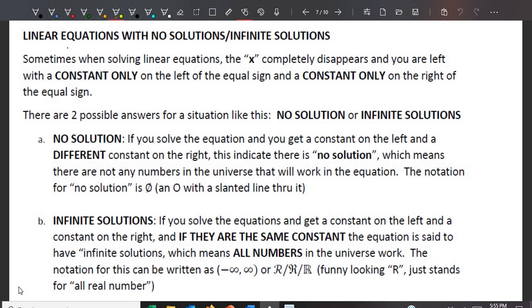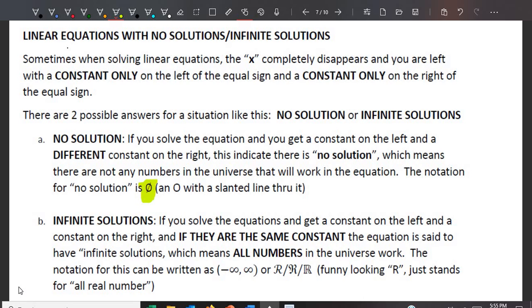Now, the symbol for no solution is this. It's called the empty set or the no solution symbol. Either one you want to call it. It's just an O with a slash through it. Now, it's a slanted slash. I mean, I don't make the rules up. It's a big O with a slanted slash through it.